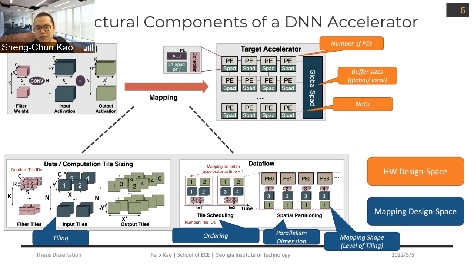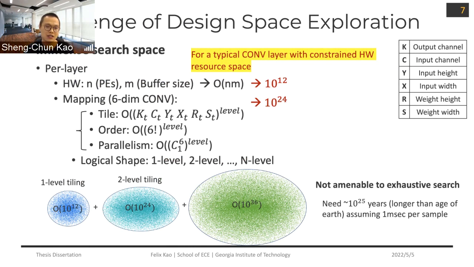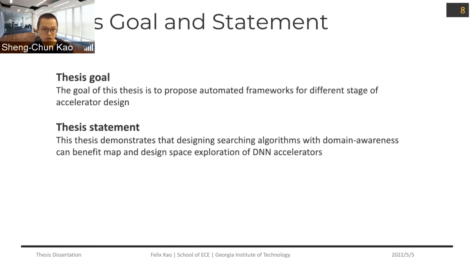So the challenge of doing design space exploration in the DNN accelerator is the size. For example, a DNN model has multiple layers. Here we only look at the per-layer complexity. Just a simple example, if we give some choices in hardware, you can choose n number of PEs, m number of buffers, then the complexity is just n times m. And also in the map space, we'll talk about tile, order, parallelism, and shape choices. So for a typical convolution layer with a constrained hardware resource budget, the hardware could easily go to 10 to the 12 different choices, and mapping is 10 to the 24 different choices. As you can see here, it's not amenable to do exhaustive search in this design space. So the goal of this thesis is to automate the framework for different stages of accelerator design. And this thesis demonstrates that designing searching algorithms with domain awareness can benefit map space exploration or design space exploration for DNN accelerators.